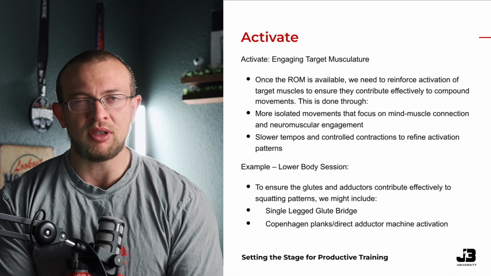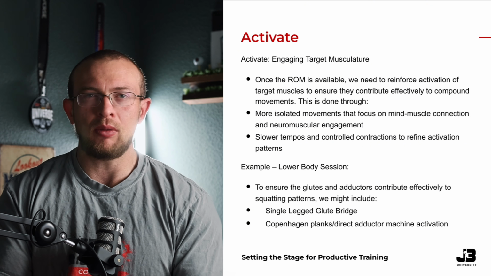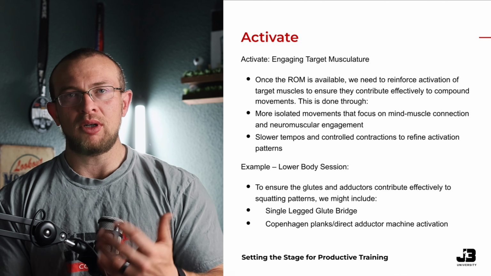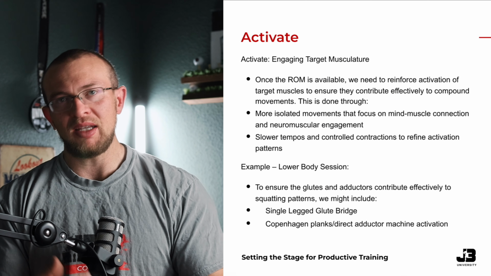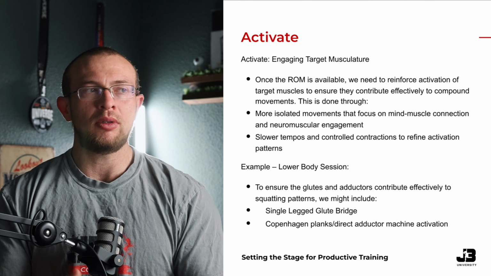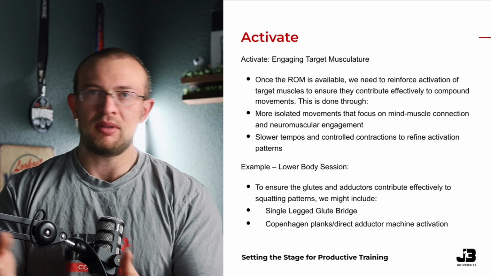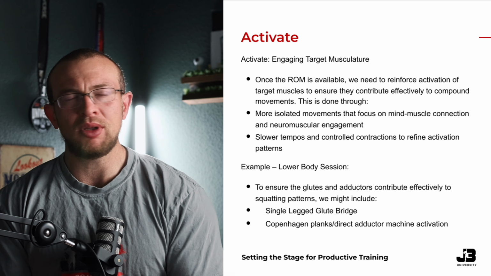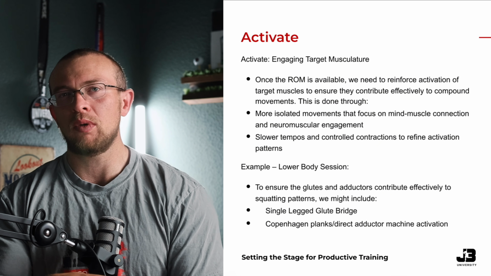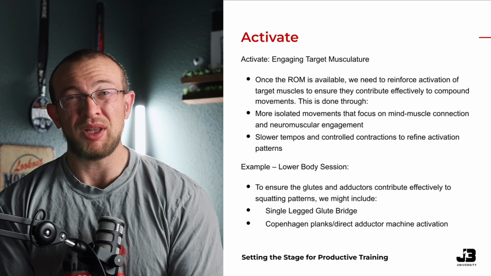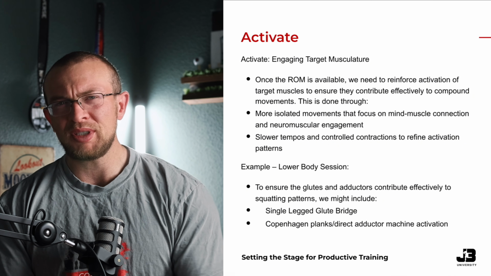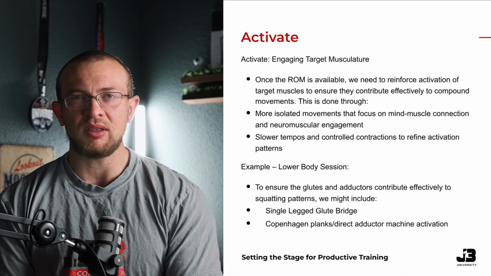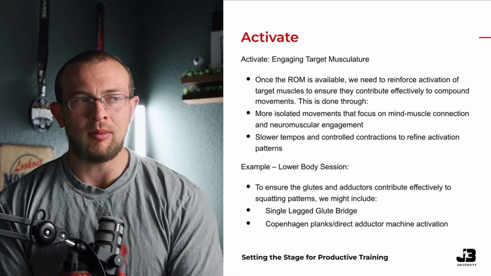A lot of times we'll be wanting to use slower tempos to make sure that we get into the right positions. And these are some great ways to start to get that body firing, like, hey, I need to be ready to handle load. We're going to be using, like I said, isolated contractions from concentric and eccentric positions. We're going to be using stability work here to prepare for stabilizing patterns, especially if we're loading a back squat. And so I put some examples of ensuring that glutes and adductors contribute effectively to squatting patterns, because I feel like a lot of you struggle with that.